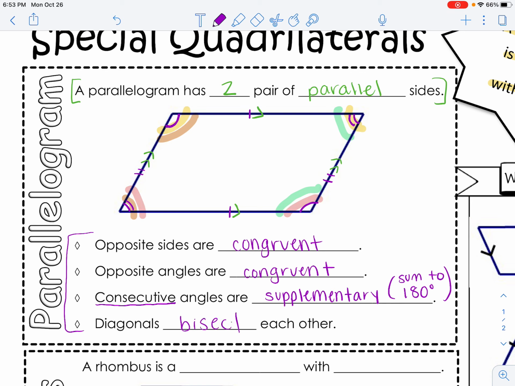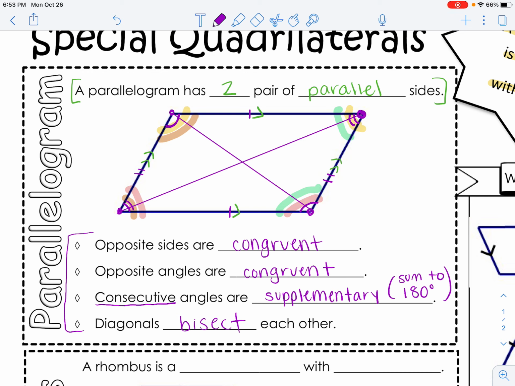So there's a word we're familiar with. But where are the diagonals? So you know the word diagonal goes across. The diagonal goes from one vertex to the one opposite it. So right here, there's a diagonal. And we also have another one connecting the other 2 points. So there's our second diagonal.